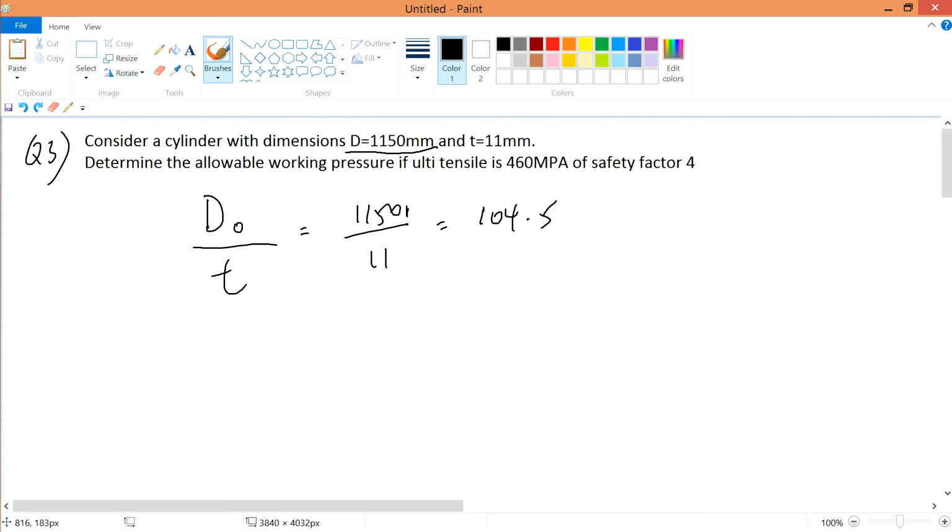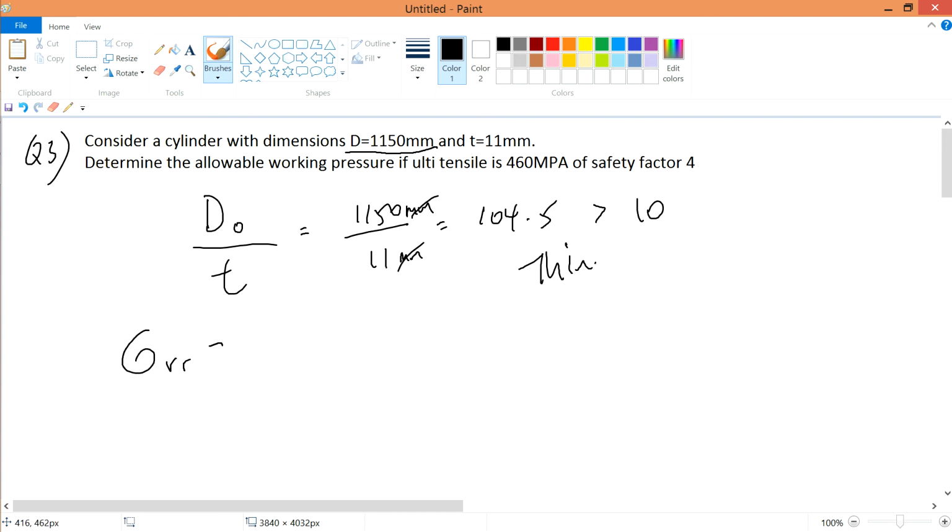If you take note of the units, mm cancels out, so it is just a ratio. This is actually greater than 10. They actually stated that before, right? So if it is greater, this means that it is thin, and for thin we are going to use the thin formula.